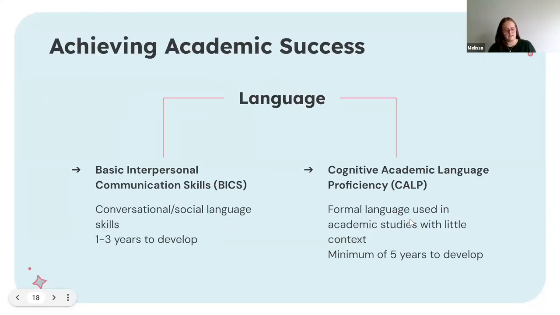To be successful in academic settings, EAL students must develop cognitive academic language proficiency, or CALP for short. This refers to the formal language that's often used in academic study with very little to no context. Whereas basic interpersonal communication skills, or BICS, are the conversational or social skills, sometimes called playground language. BICS are often developed in 1 to 3 years, whereas CALP can take a minimum of 5 years to achieve intermediate fluency, and it continues to be developed throughout a lifetime. ILCI focuses on developing CALP so students are more successful in their academic pursuits.